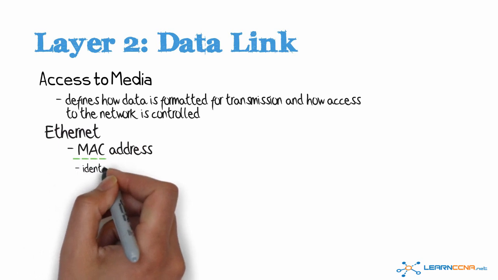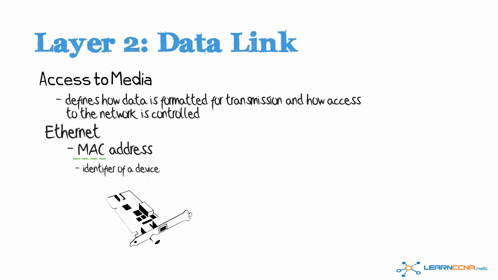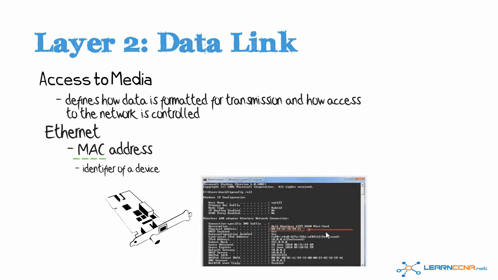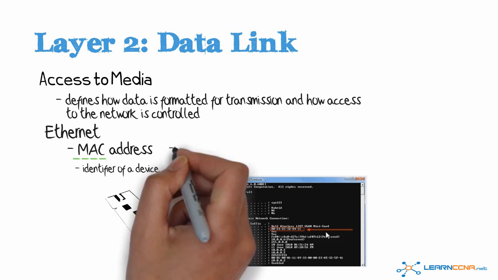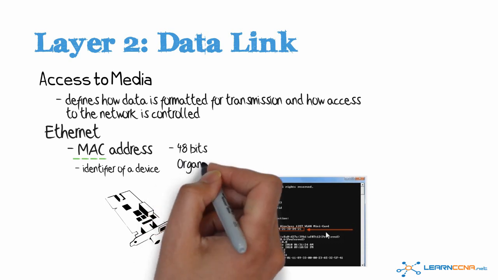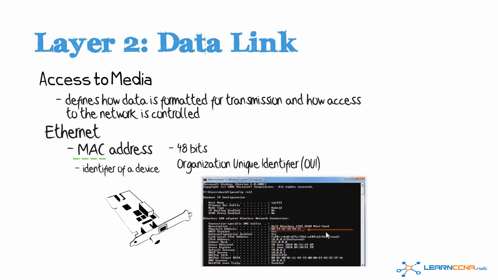A MAC address is used as the identifier of a device. So on a network interface card, or NIC, a MAC address is burnt in by the manufacturer. MAC addresses are 48 bits in length, and they're broken up into two parts. We have what is called the Organization Unit Identifier, or OUI, and then a unique portion for this specific network card. MAC addresses should be unique, so the combination of vendor, or OUI, and a unique value should make the MAC address on a NIC unique.